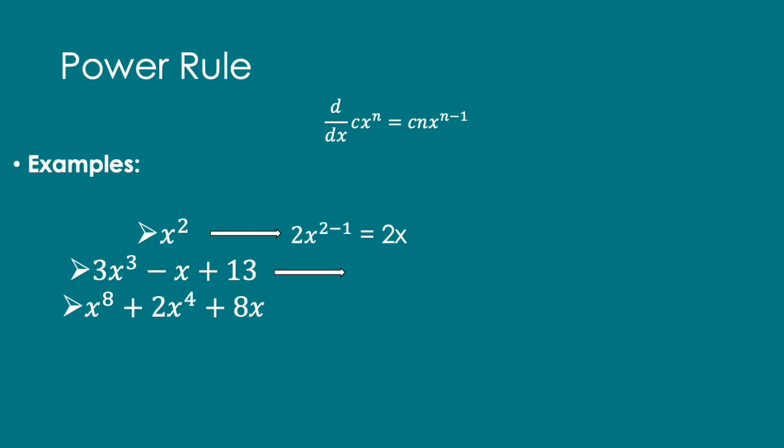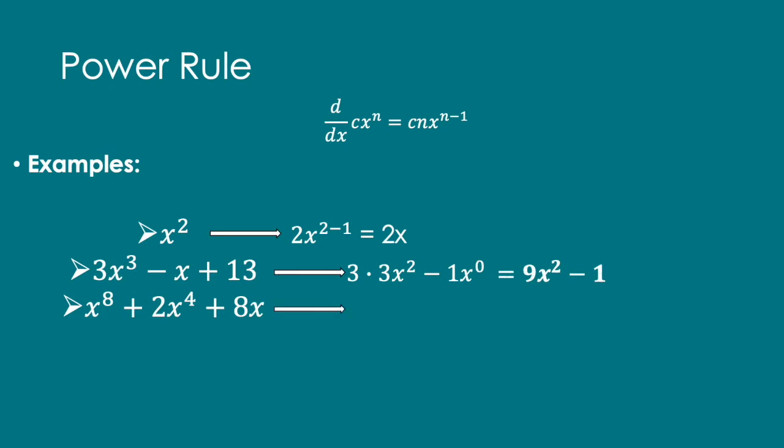The second example is the same way. Work on the 3x cubed first, bring down the 3, the new power is 2, multiply times the 3 that's already there. Then we work on the minus x. The original power is 1. Bring that 1 down. Subtract by 1, you get 0. And then 13 is a number. Numbers and derivatives always give you 0. So taking the derivative of a number is always 0. So anything to the 0 power, remember, is just 1. So we simplify this and say 9x squared minus 1.